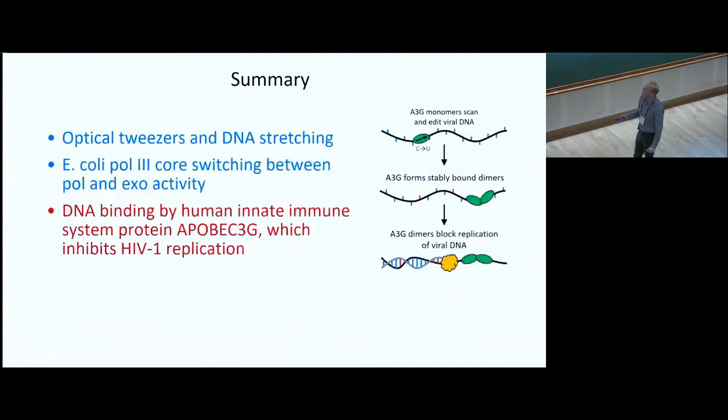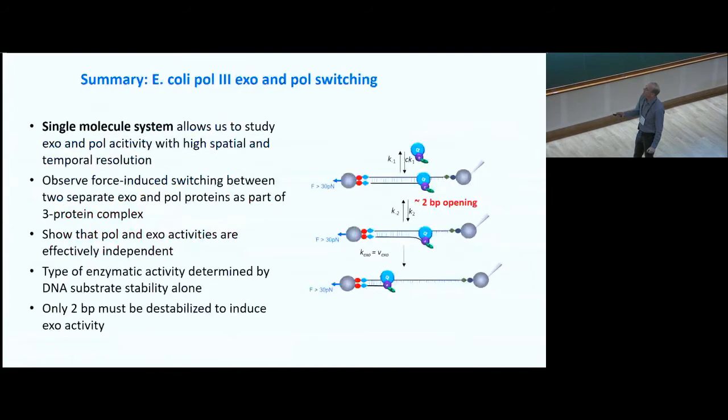Okay, so yeah, that's basically the idea: we can look at exo and pol activity, and we can see switching between these two separate proteins, which actually wasn't observed. All the other polymerases that have been studied have been highly processive polymerases that have both exo and pol activity as part of the single polymerase. The substrate stability determines, so it's substrate-directed motor activity, right?